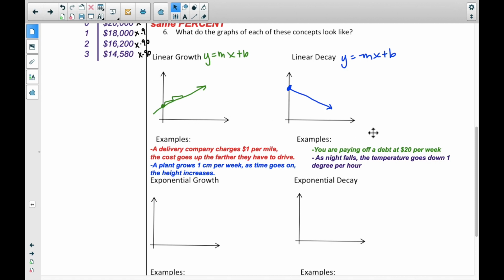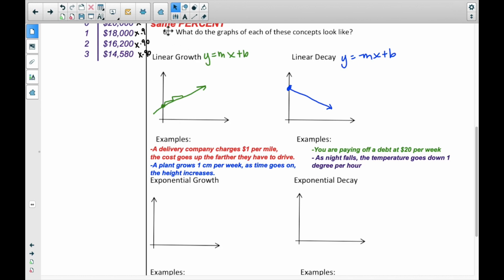Or linear decay. You're paying off a debt at $20 per week. As night falls, the temperature goes down 1 degree per hour. And you're paying a constant amount. You're paying off $20 per week, so it's a constant rate of decay. And as night falls, the temperature goes down 1 degree per hour. Again, we don't know what the temperature was to start, but it's going down 1 degree every hour, so it's the same amount every time.